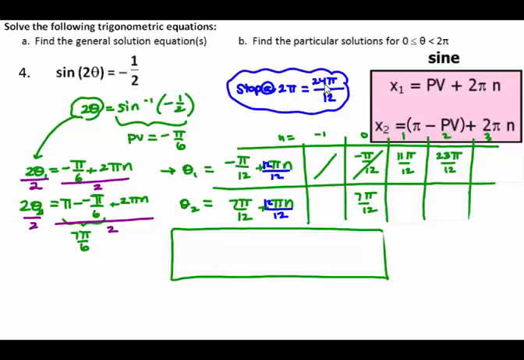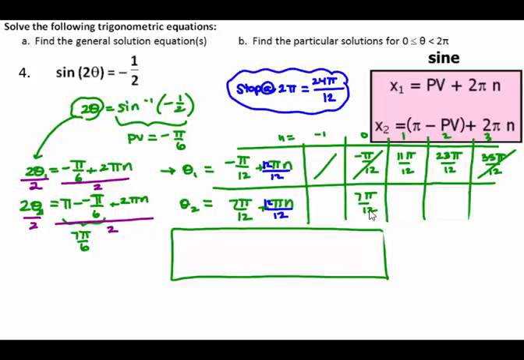I'm going to check in. Okay, I'm still underneath that threshold of 24 pi over 12. If I add any more, I'm going to go over. Now I'm up at 35 pi over 12. That's too big. So I've got 2 particular solutions from this one equation this time. It's not always one-to-one, so watch out.